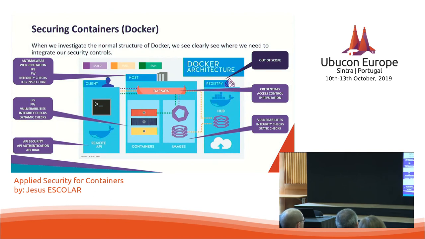I decided to take Docker. When we look at Docker, we're going to see the different elements and what you should be looking at for security in the different areas. So we have the host. On the host, we should be checking for malware, web reputation, and IPS, so intrusion prevention, which means analyzing if you have vulnerabilities and, if you do, how to protect against them. Firewalling, because the basic firewall is not going to be enough. You're going to want a more visual, more organized firewall.